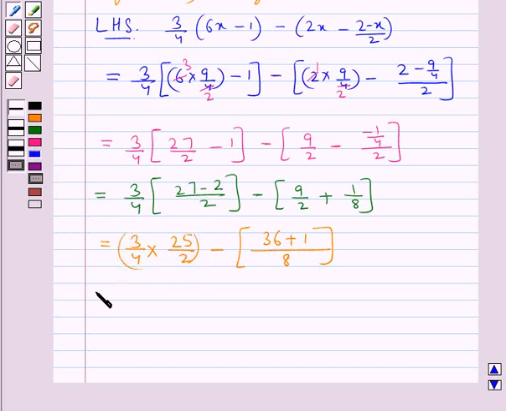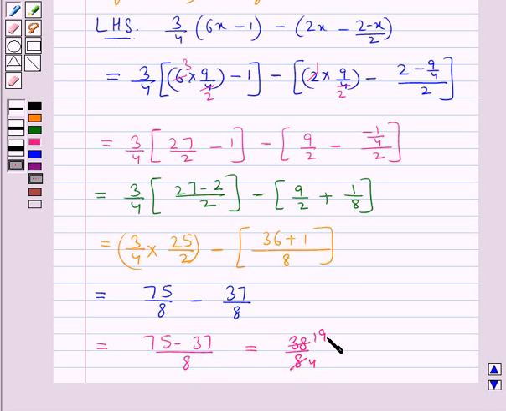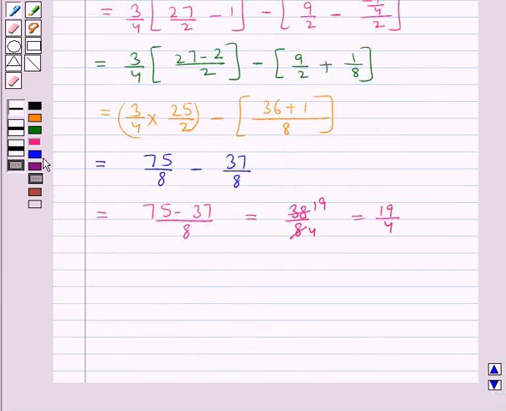So, this gives us 75 upon 8 minus 37 upon 8. This is equal to (75 minus 37) upon 8, and this comes out to be equal to 38 upon 8. Now, 2, 4 times is 8, and 2, 19 times is 38. So, this is equal to 19 upon 4. That is, we get the LHS equal to 19 upon 4.